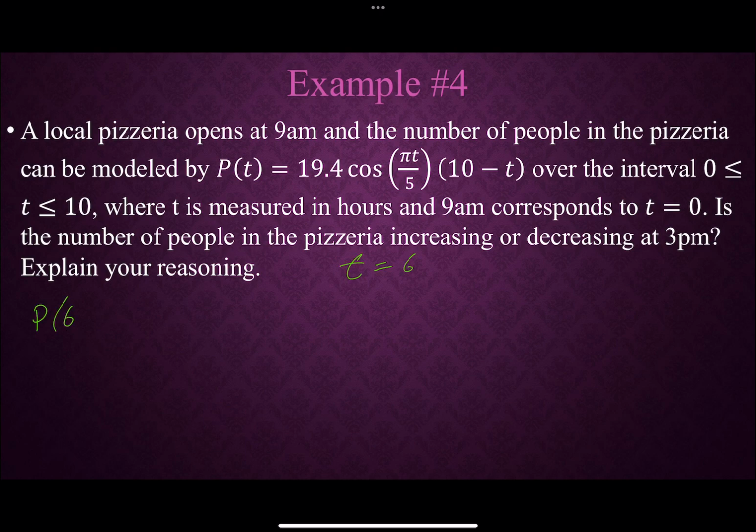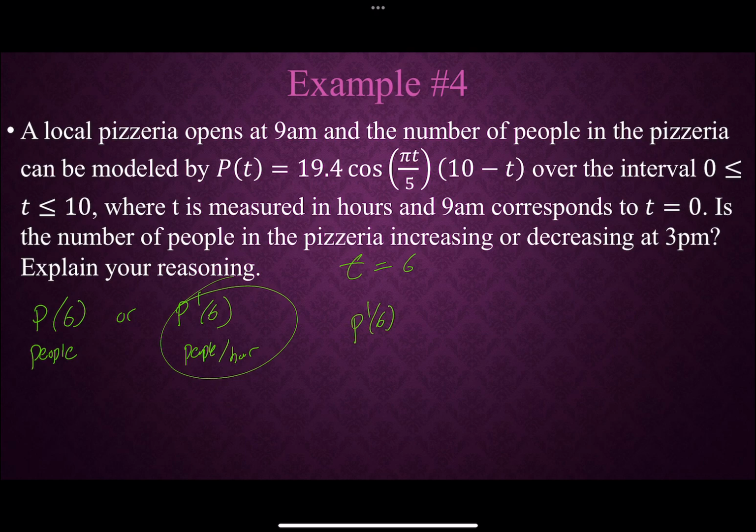So the question is, do we want P of 6 or do we want P prime at 6? So it's all about whether or not P of t is an actual rate or is it just a number of people. They tell us the number of people is modeled by P of t, so this would be people at 3 p.m., how many people are in there, where this would be the rate of people per hour. So we want P prime at 6 then. Because we want to know whether we're increasing or decreasing, we want to know what is the value of the derivative, what is this rate occurring at.